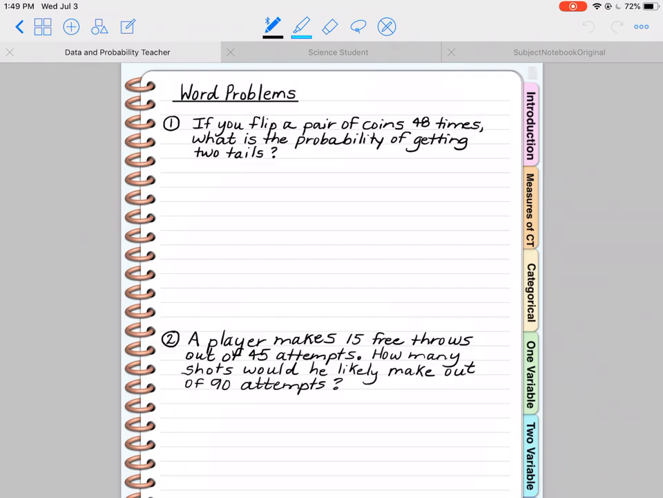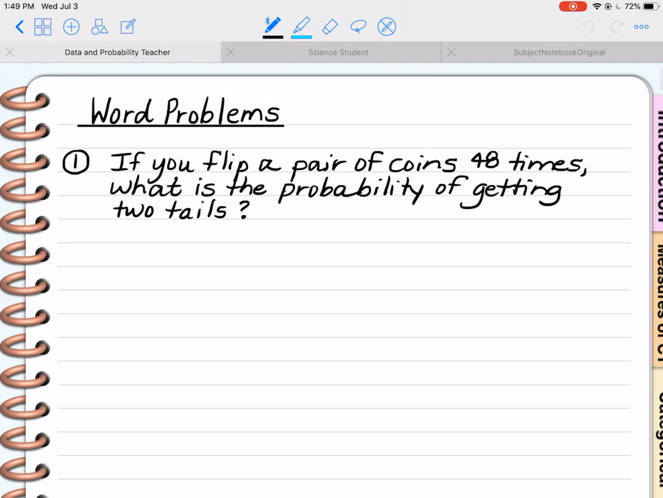All right, now this first one is a little bit different. I used problems from this very good textbook, and this one kind of slipped by me, but I'm going to go ahead and work it for you because I think you could see it on a test and you really need to know how to do it. So, all right, the first one says if you flip a pair of coins 48 times, what is the probability of getting 2 tails? Now the thing that's different this time is right there.